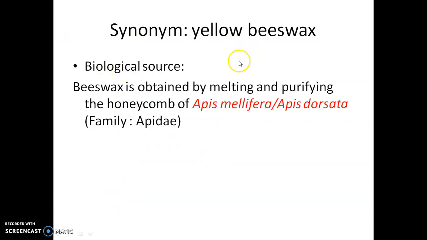A synonym of this beeswax is yellow beeswax. Its bleached version, white beeswax, is also used for different purposes. So the biological source: beeswax is obtained by melting and purifying the honeycomb of Apis mellifica and Apis mellifera or Apis dorsata. It belongs to family Apidae.